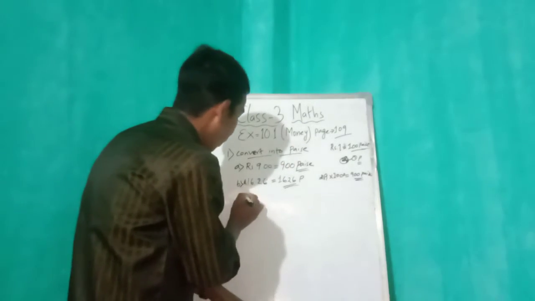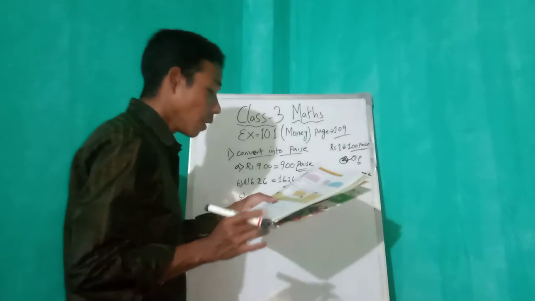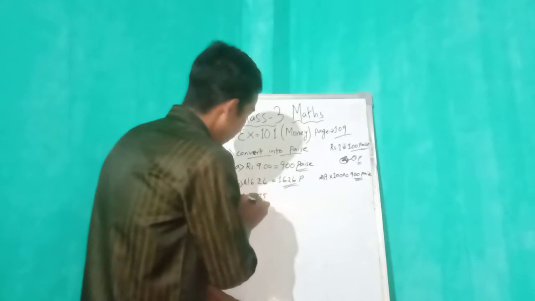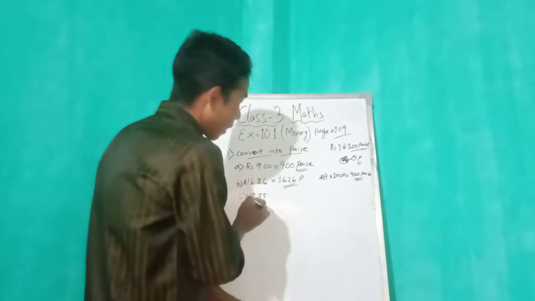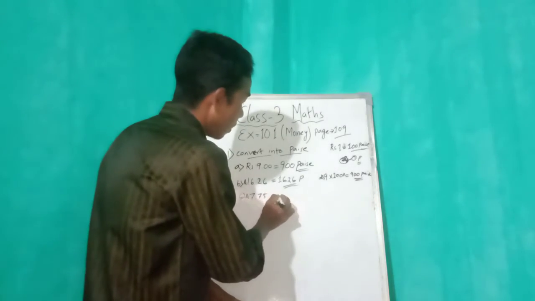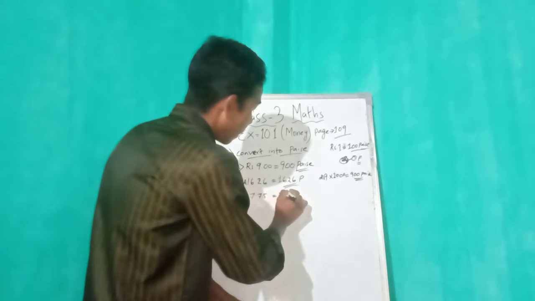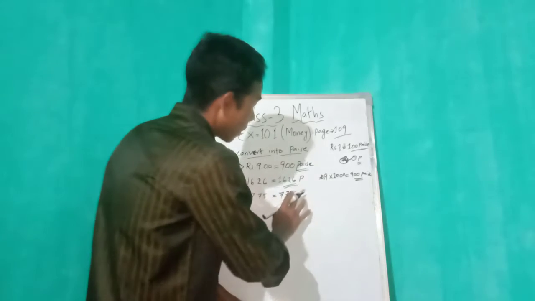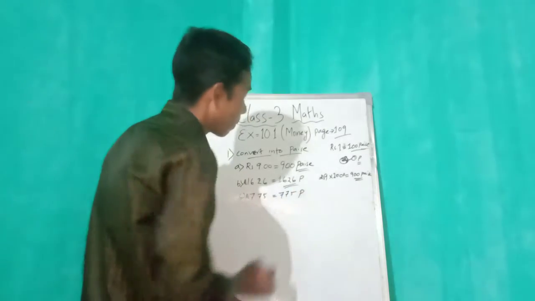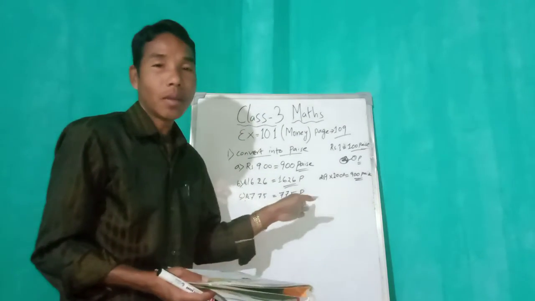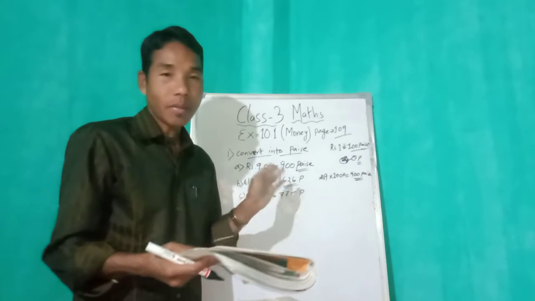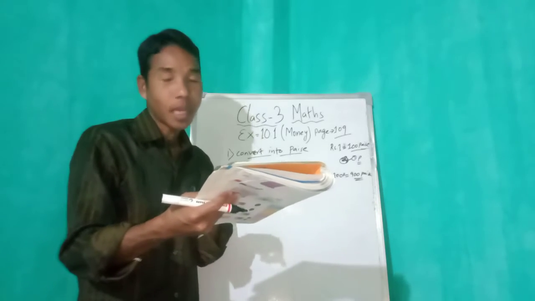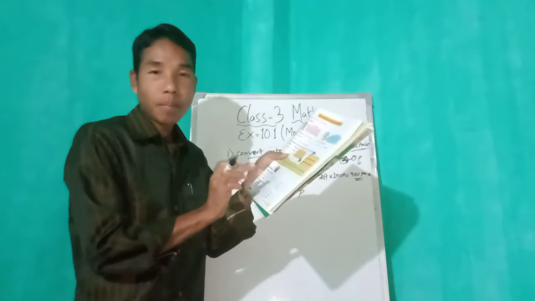Number C. How is number C? 7.75 rupees, 7 rupees 75 paise. So how will it be? 775 P. So this is our answer. So have you understood? If you have understood, try to do from number D to I by yourself in your book.